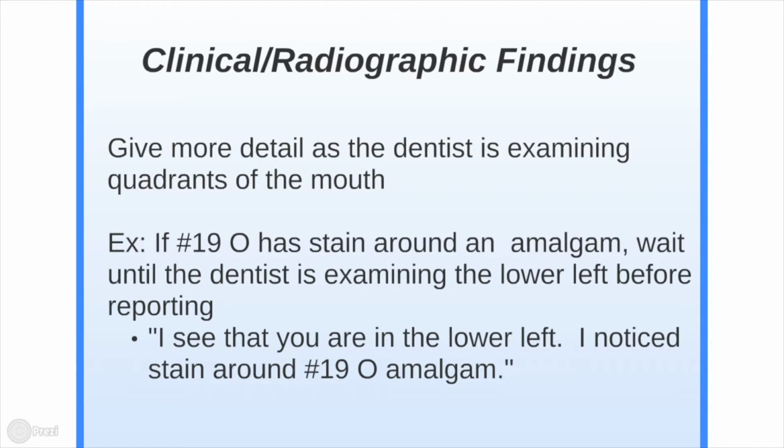So again, you can give more detail as the dentist is examining the patient as they're in different quadrants. For example, I see that you're in the lower left, and I had noticed some stain around the amalgam on number 19 occlusal. That way, the patient knows that you and the dentist are communicating well, and you're also being attentive to where the dentist is and giving him information as it becomes relevant to him or her.